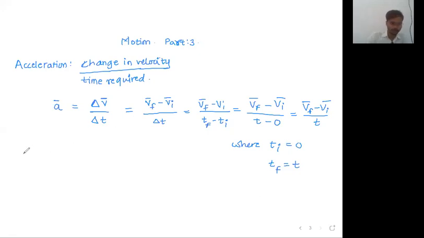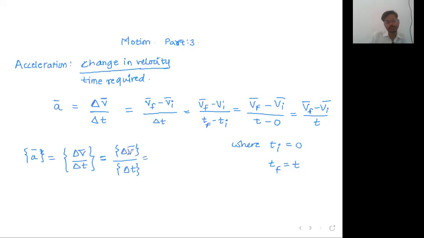Fine. Now write down, taking units on both the sides. Unit of acceleration is equal to unit of change in velocity upon change in time or time interval. Sir, can we write this? Unit of velocity divided by unit of time required. Yes sir, we can write that.